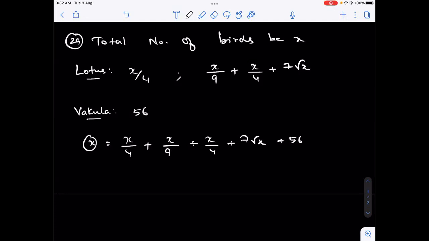Right? After this, what are we supposed to do? Take all values to the left hand side, keep only the square root on the right hand side, and then square on both the sides and proceed. Try it. So first write down the statement.